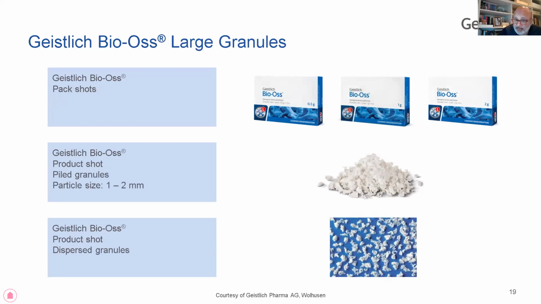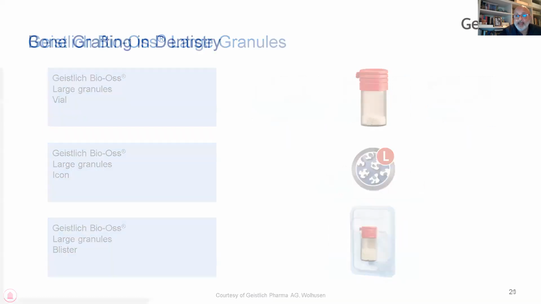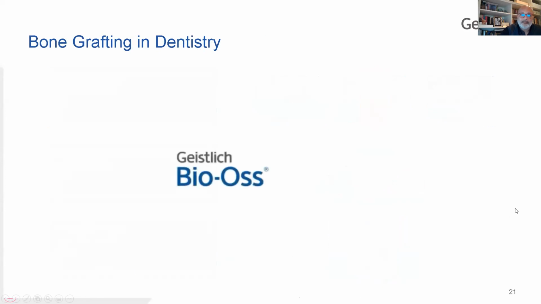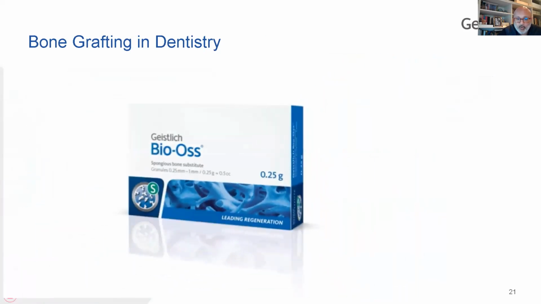That's the large one, which pretty much comes in the same format, and you can see the larger granules. And the same, it comes in a pot, there's a symbol, and there is the blister pack. Okay, just some on the handling. The small granule.